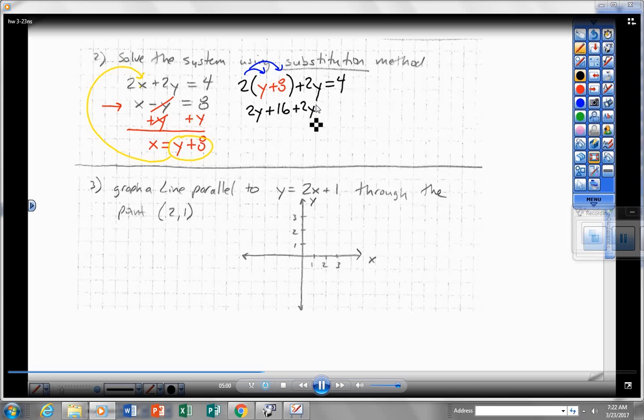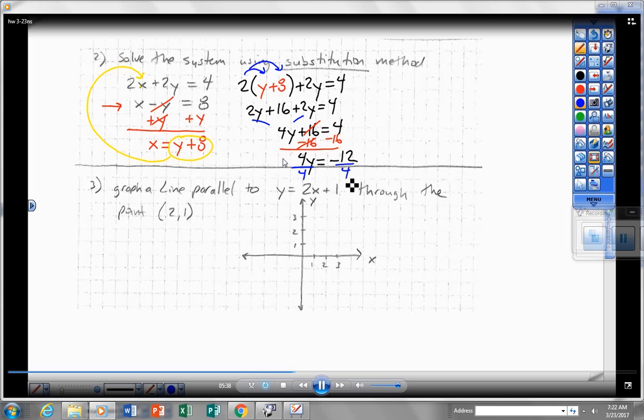Bring down the 2y, the equal, and the 4. Combine these two y's to give you 4y. So 2y plus 2y is 4y. Bring down the plus 16 and the equal 4. Here the first step is to subtract 16 from both sides. Those will cancel away. 4 minus 16 is negative 12. 4y equal to negative 12. I'm going to divide both sides by 4 because this is 4 times y. The opposite is dividing by 4.